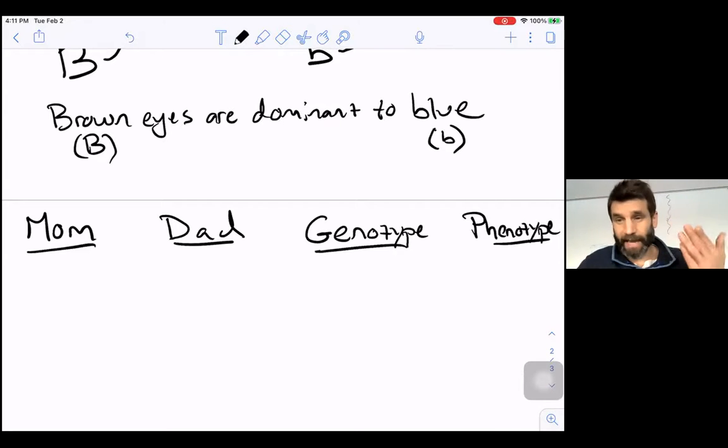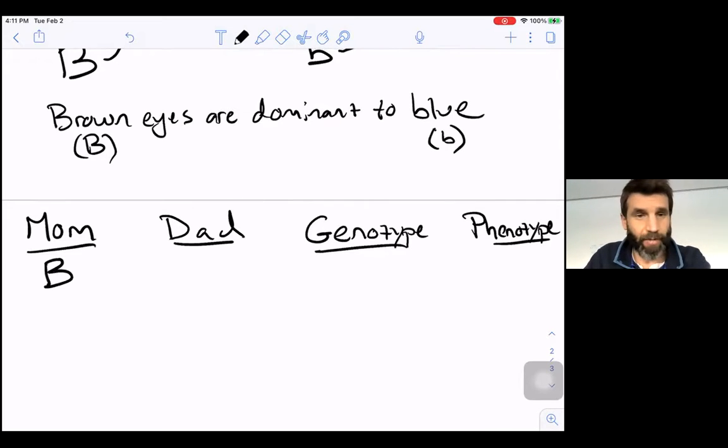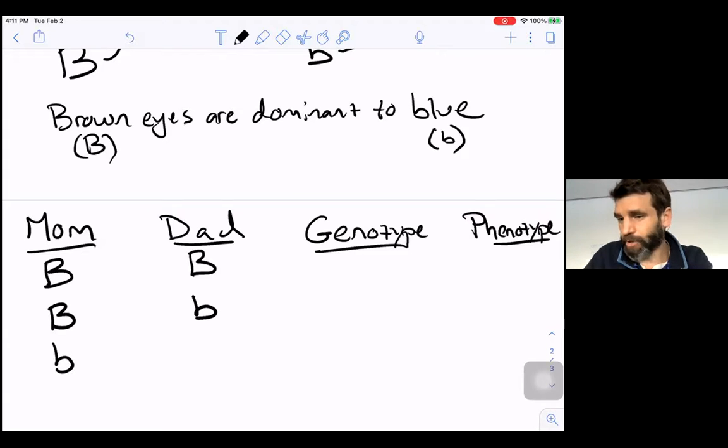So, like we said before, you could have gotten the brown-eyed version of the gene from your mom and the brown-eyed version of the gene from your dad, or you could have gotten the brown-eyed version of the gene from your mom and the blue-eyed version of the gene from your dad, or the blue-eyed version of the gene from your mom and the brown-eyed version of the gene from your dad, or the blue-eyed version from both your mom and your dad.